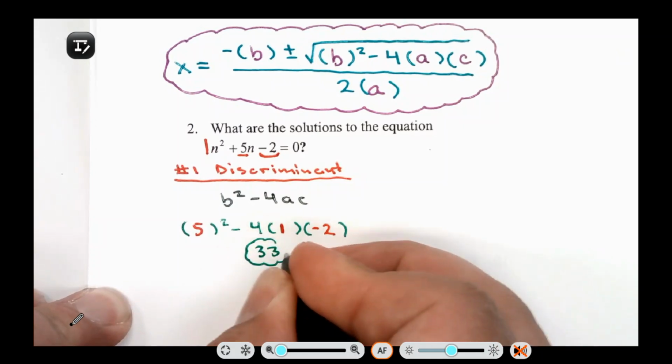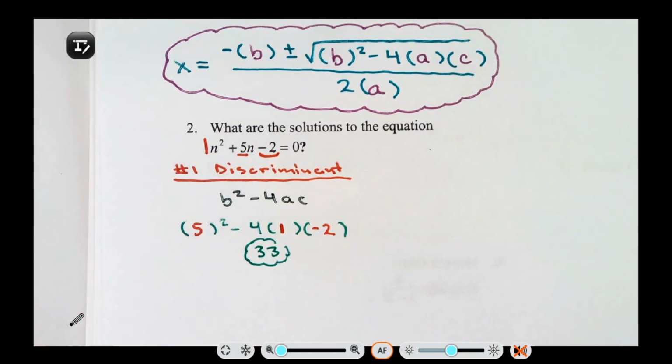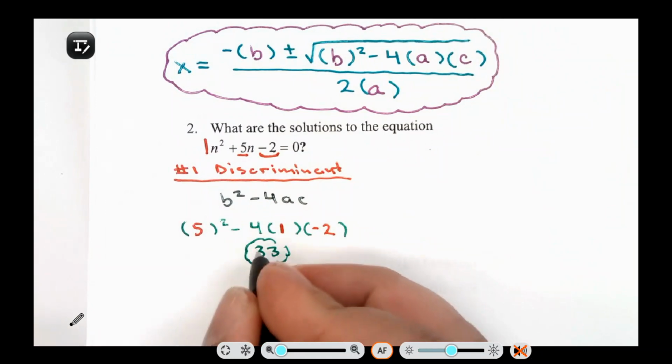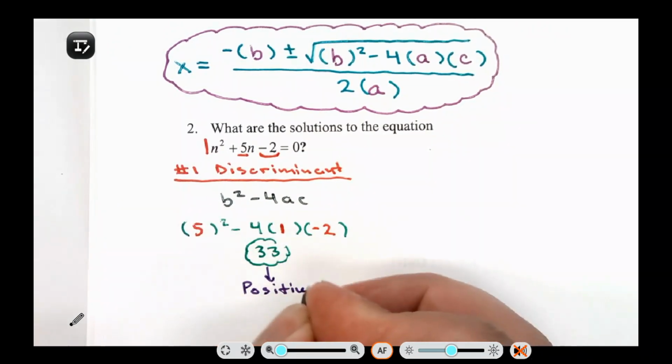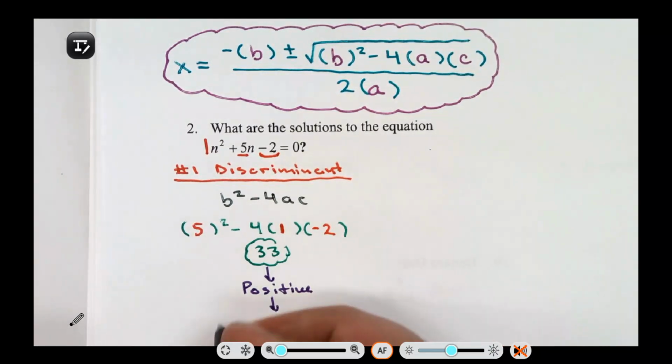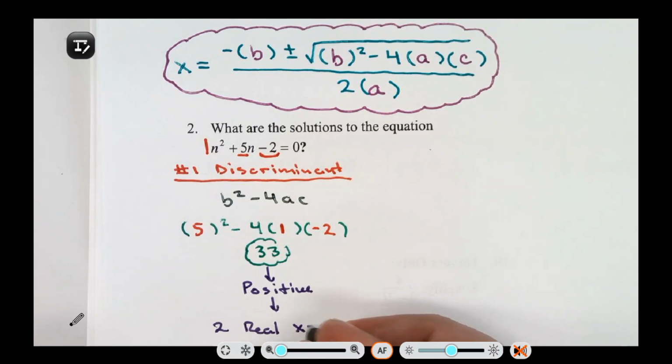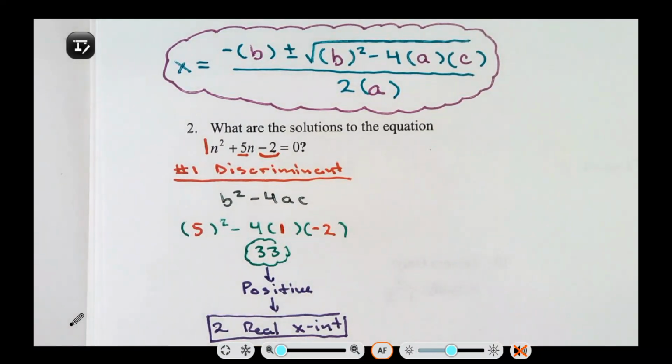Now, remember, the discriminant is telling you a couple things. The main thing it tells us is because it's positive, right? We have a positive number. Well, then it just means we're going to have 2 real x-intercepts or solutions or roots, whatever you want to call it. So now I know I am definitely going to get 2 answers for this.